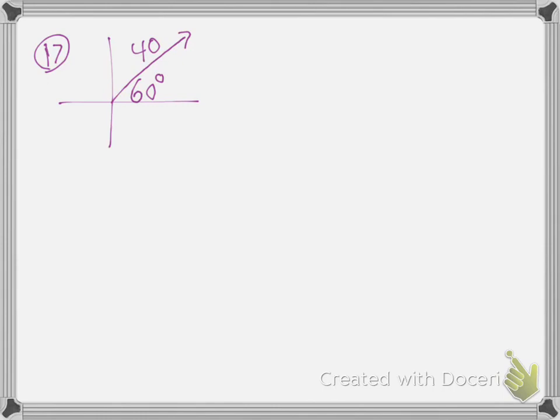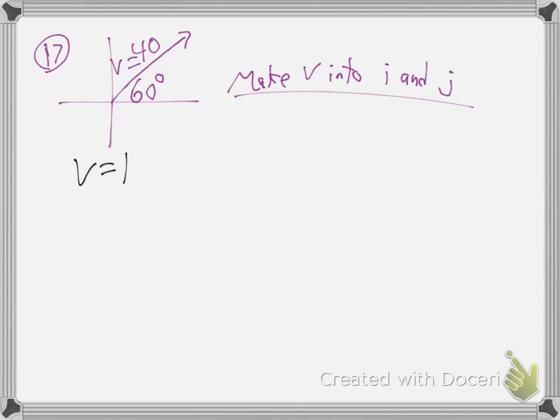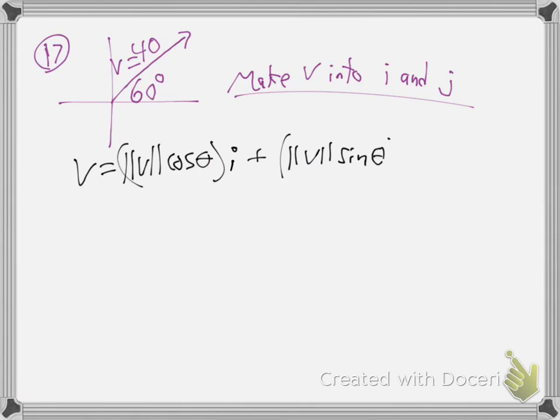And they're saying, make that I and J. Make vector V into I and J. All right, so go ahead. Just do the same thing we just did, right? Use that exact same formula. Vector V will be the magnitude of it times the cosine of theta I plus the magnitude of it times sine theta J.